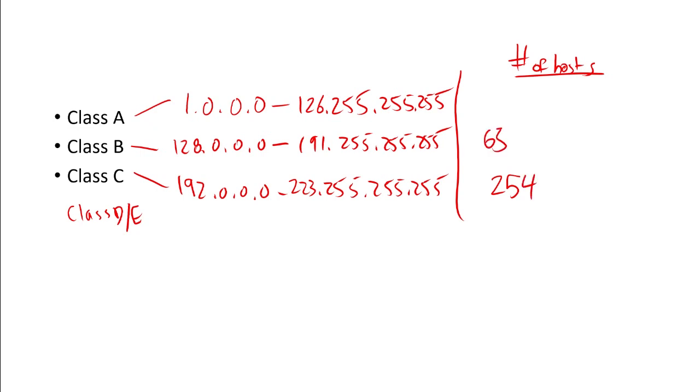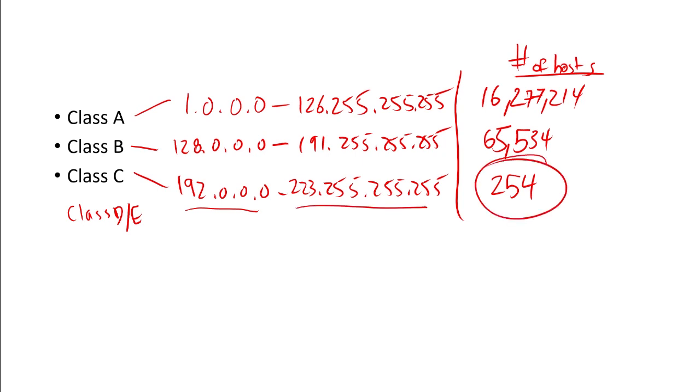Number in Class B is 65,534. And the Class A it's 16,277,214. Now, if you look, you're going to say, well, from 192.0.0.0 to 223, that's a lot more than 254. So, what are you talking about? What I'm talking about is subnet mask.